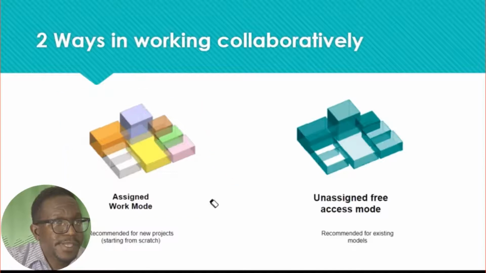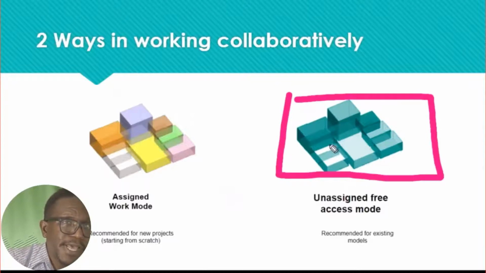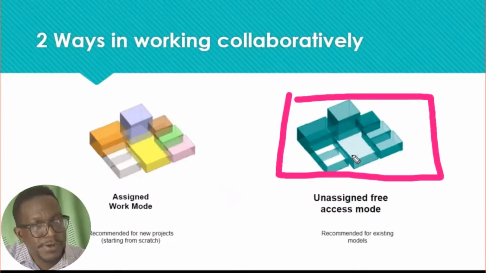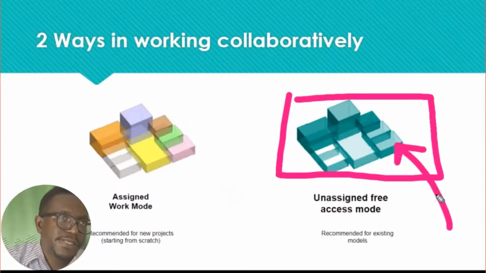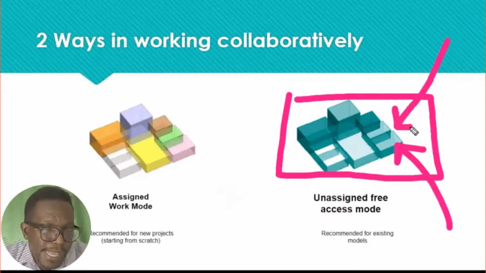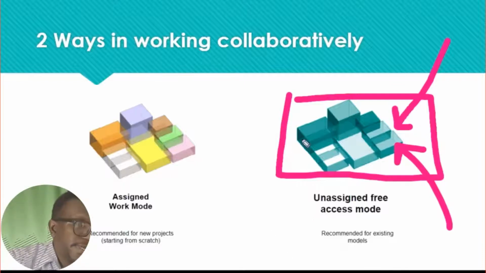The other way to work is called the unassigned free access mode. In this mode, the project is really one big model, and every element in the model is not assigned. It's first come, first served, where I can jump in the model and say, I'm going to grab this and work on it. Another person might jump in the model, and if they try to grab the same thing that I grabbed, it's going to say, no, I already grabbed that, so that's locked. When I'm finished using it, then the other person can access it. But there's no way to really know who is assigned for what.